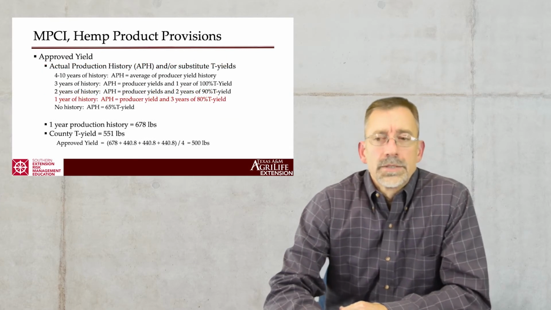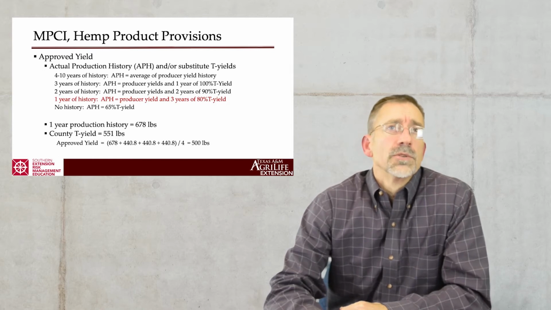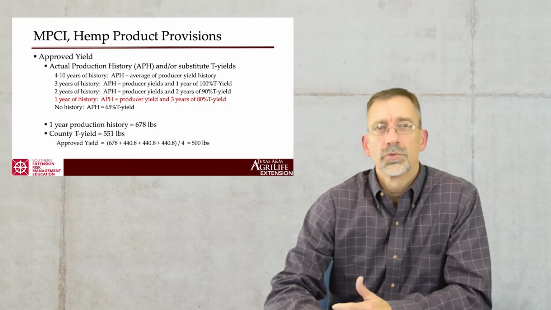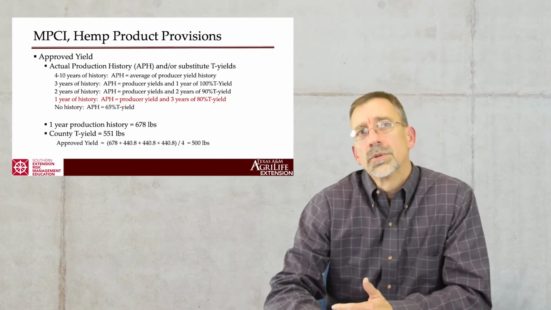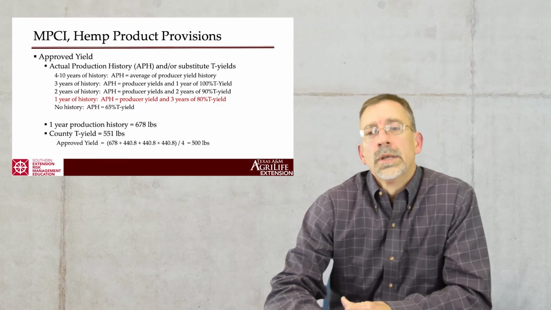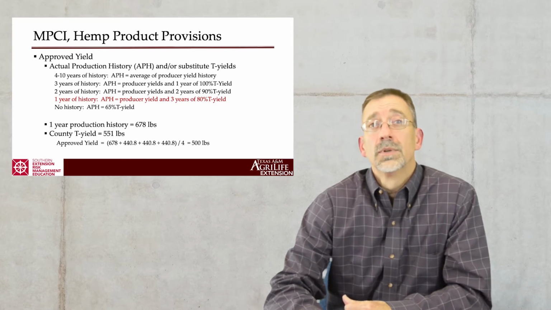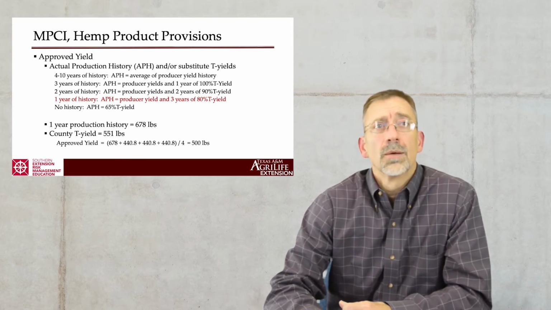So the way that the specifics of the hemp insurance product works is the first thing you have to do is establish your historical yield. In the crop insurance world, that's going to be called an approved yield. And your approved yield is unique to you, and in fact it's unique to the location or the farm on which you intend to plant the crop.